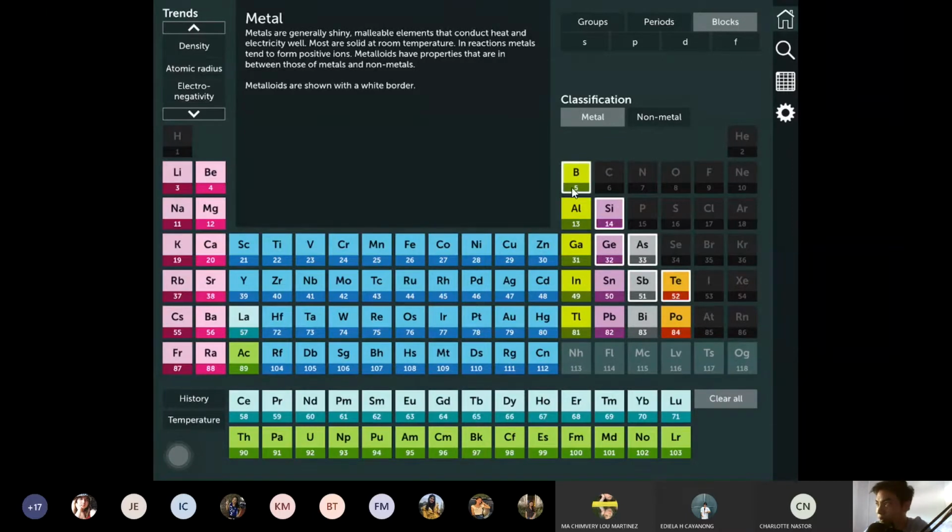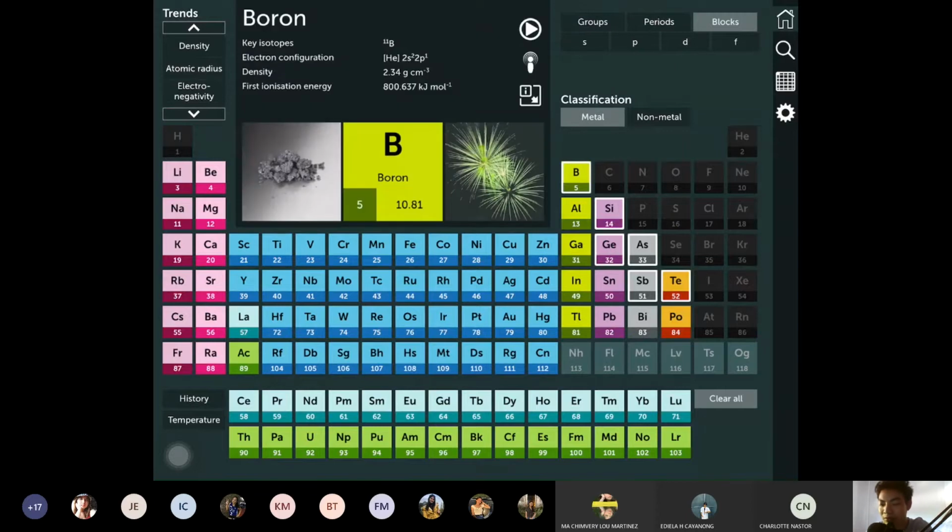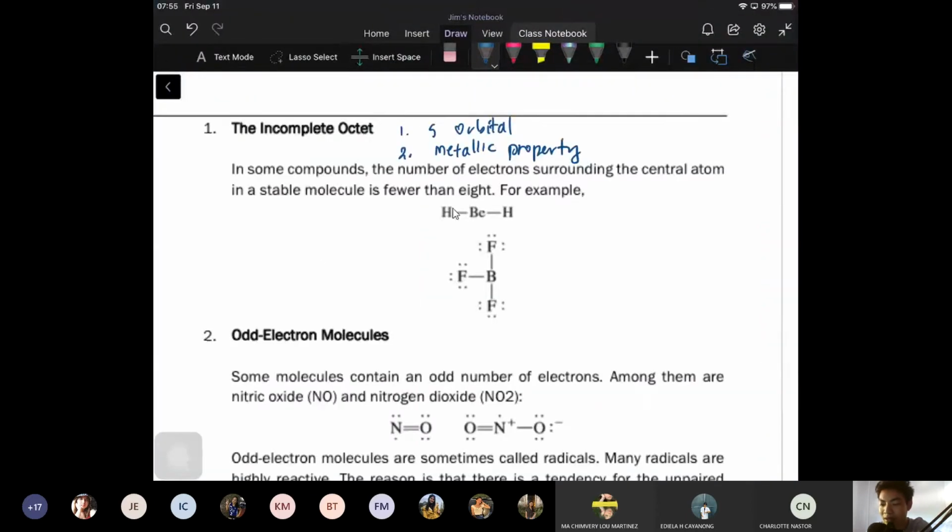So, if your atom has a metallic property, then you should observe that you cannot form the octet rule. You cannot follow the octet rule for such cases. So, anong mga examples natin doon? For example, we have beryllium. Beryllium is in the second row. That means it contains s and p orbitals. Pero, ayan, ilang electrons lang kaya niya i-accommodate? 4. So, 4 lang. So, violation ng octet rule yun. Yes, pero no choice siya. Wala tayong magagawa. Ganun talaga.